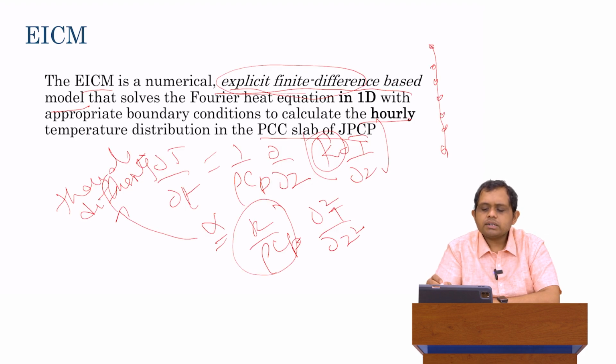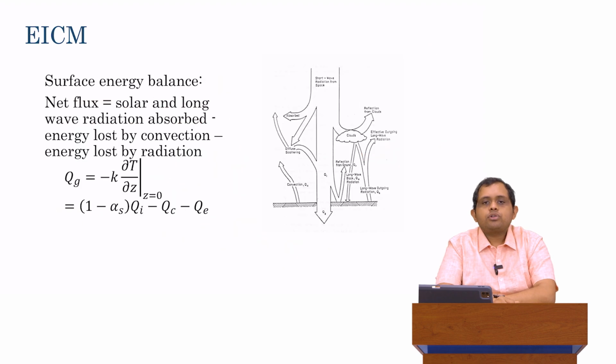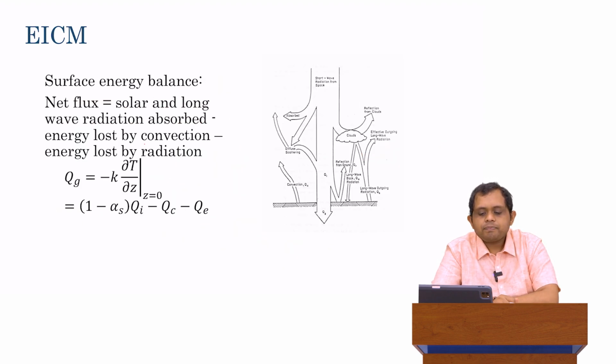So what's clear over here is, we know what equation we're solving. The technique to solve it is this explicit finite difference scheme, which it's not important for you to know, but it has appropriate boundary conditions. What are these appropriate boundary conditions? That's what we're going to talk about in the next few slides.